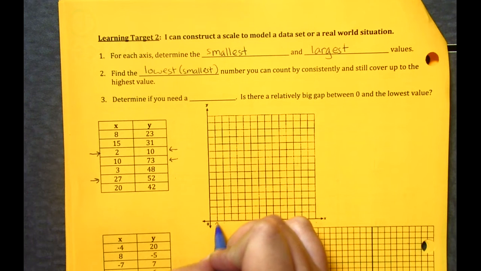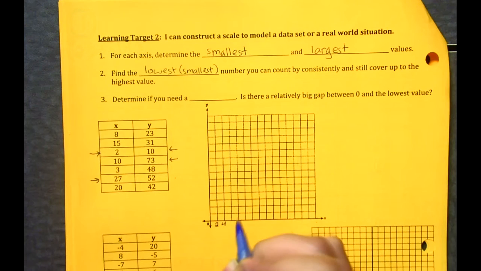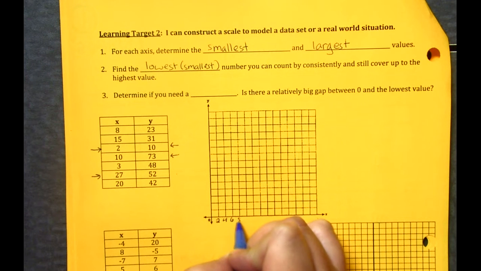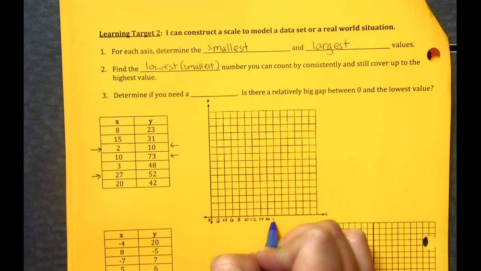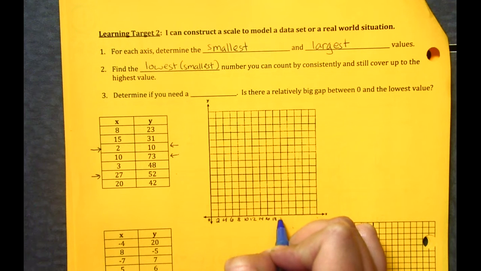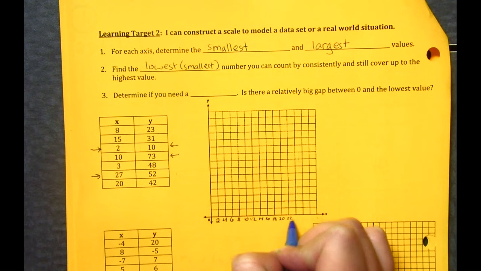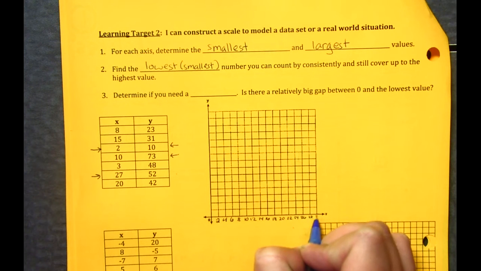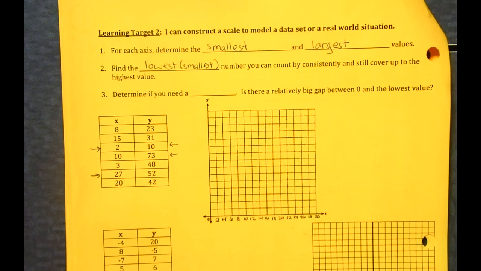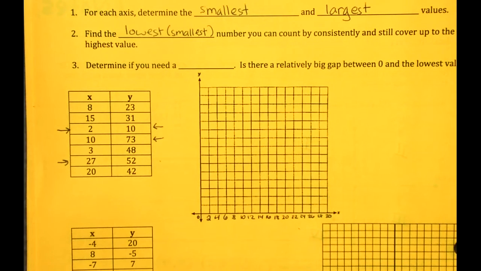So I'm going to label my x-axis counting by 2s. 2, 4, 6, 8, 10, 12, 14, 16, 18, 20, 22, 24, 26, 28, 30. Okay? Kind of hard to read that, but I was just counting by 2s. If you need to pause the video and do that, feel free to do that.